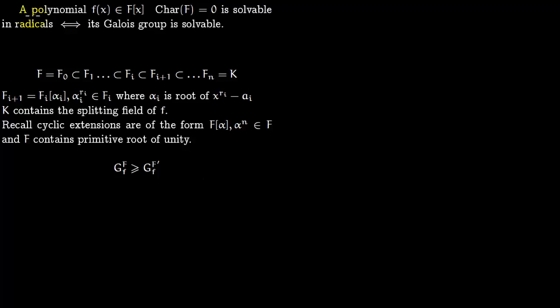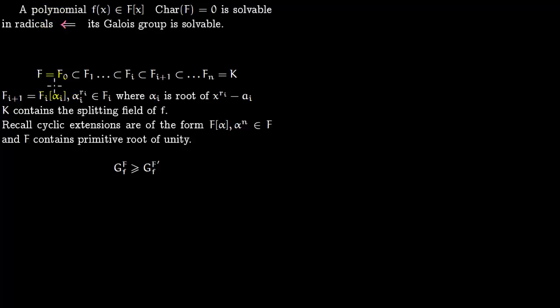So we want to prove this theorem. A polynomial f over field F, with characteristic of field F 0, is solvable in radicals if and only if its Galois group is solvable. So first we prove this direction, that is, solvable implies solvable in radicals.